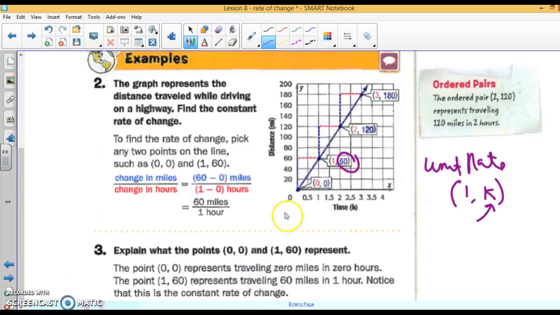And look, that makes sense, because at 1 hour, we're going 60 miles. At 2 hours, we're going 120. At 3, we're going 180. We are going 60 miles per hour. So what does the point (1, 60) represent? That's exactly what it represents: 60 miles per hour. And again, a proportional graph is a graph that goes through the origin and is a straight line. The unit rate is always located at x is 1. So on the x-axis, 1 will always give you the unit rate.